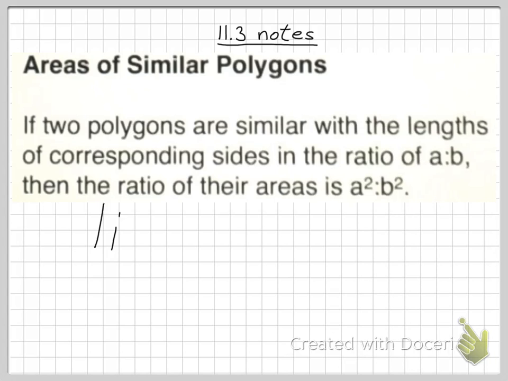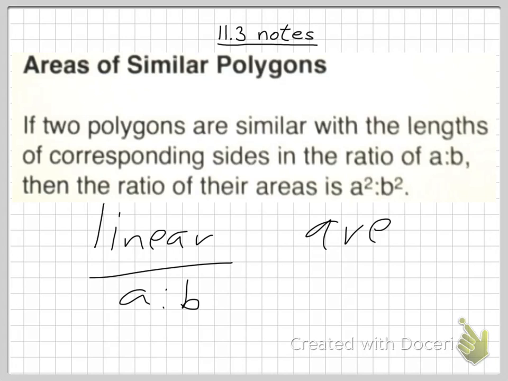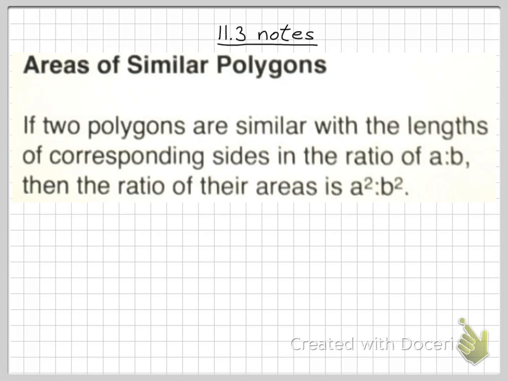So if you have a linear ratio of, say, A to B, then the ratio of their areas will be A squared to B squared. Okay, I cannot emphasize that enough. It's different. It's not in the same ratio. So please write this down. You'll be responsible for that theorem. And remember, you're in total control of this presentation. So if you'd like to pause it, fast forward it, rewind it, use this presentation as you see fit. Okay?